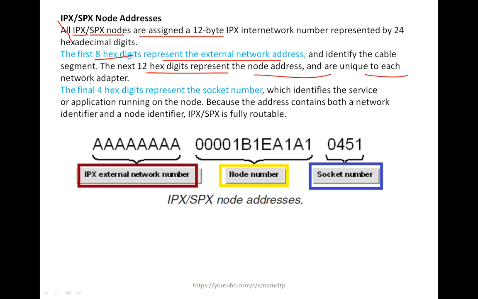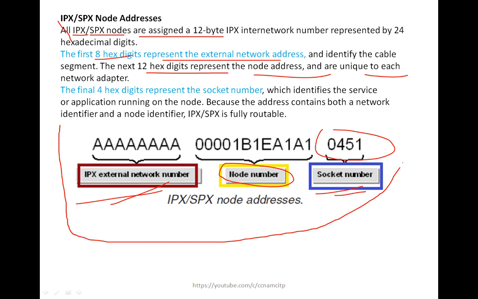So as you can see here, this is 8 hex digits. The first one represents the external network address. Okay, so this is your external, and the next 12 represent the node number, and the last 4 the socket number in this IPX or SPX address. This is the complete IPX or SPX node address.